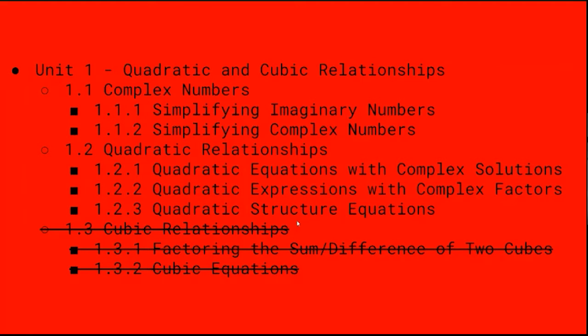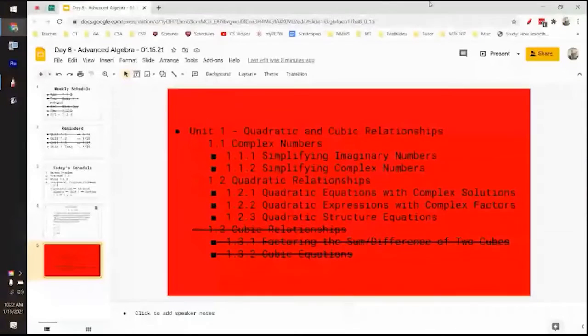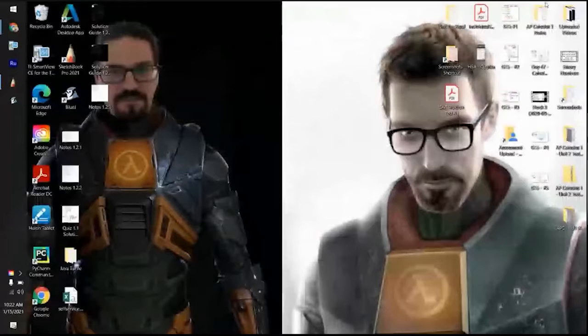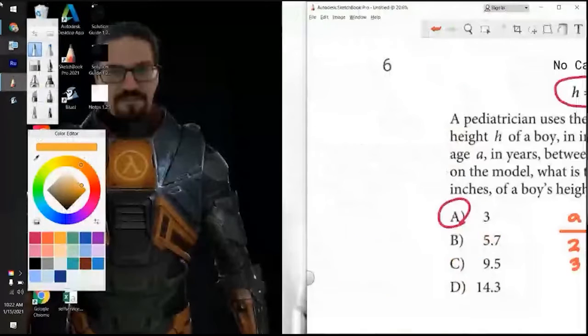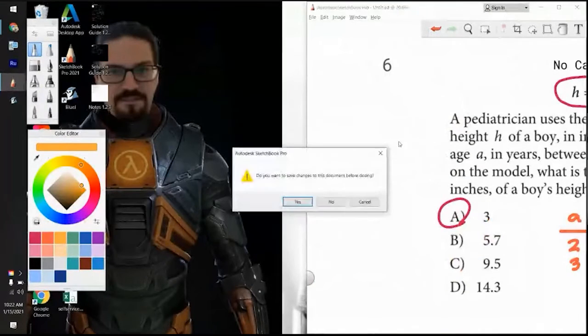Today, we're going to go on to quadratic structure equations, which are basically equations that look like they're quadratic. So since they look like they're quadratic, you can literally use that fact to use a quadratic formula to solve them, because they kind of look like they're quadratic, even though they're not, technically.